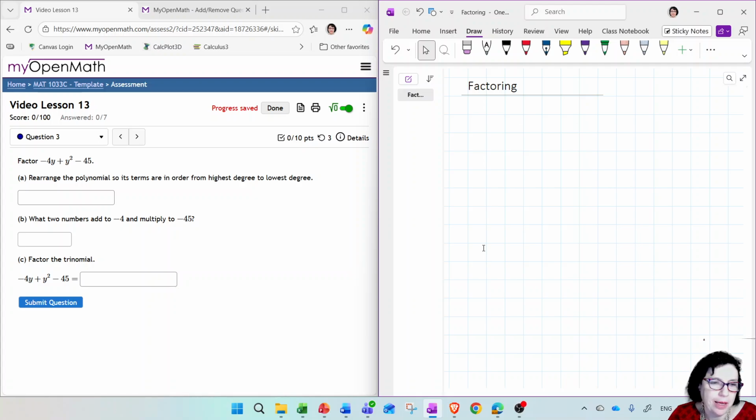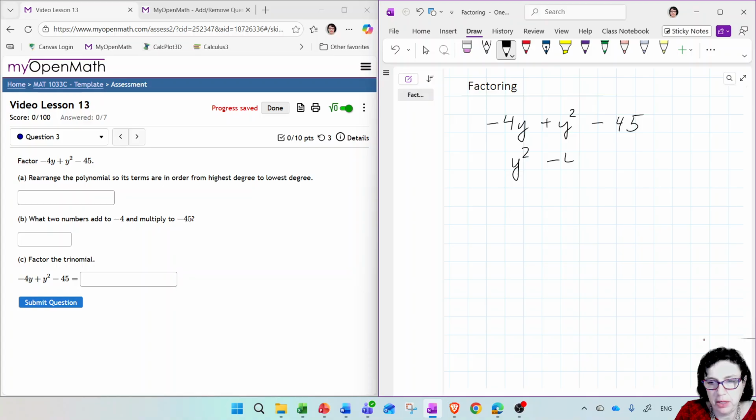All right, this example is going to be tricky because you don't have the same order of variables that you're supposed to have. You're supposed to start with a variable squared, then a number with a variable, and then a number. But here, it's not in that order. How do I factor? Well, I just rearrange the order. I'm going to start with y squared, then minus 4y minus 45.